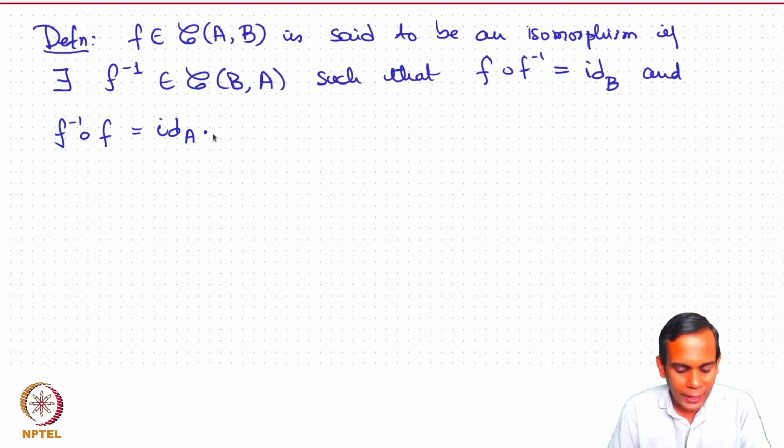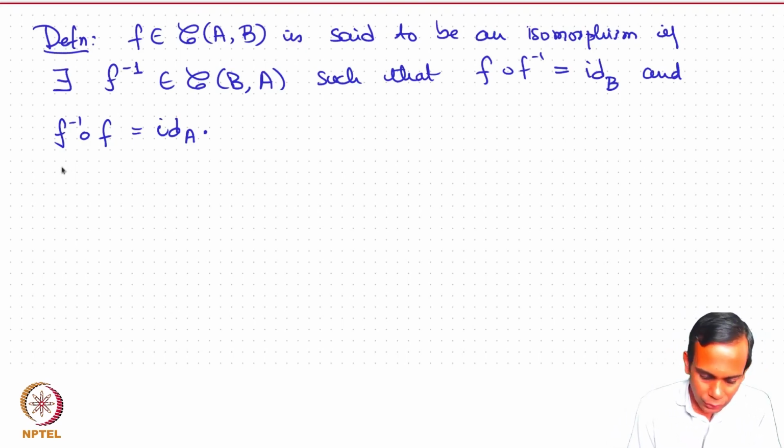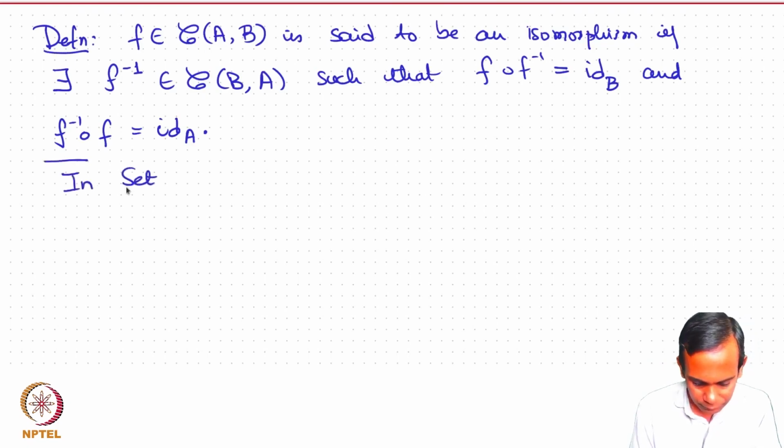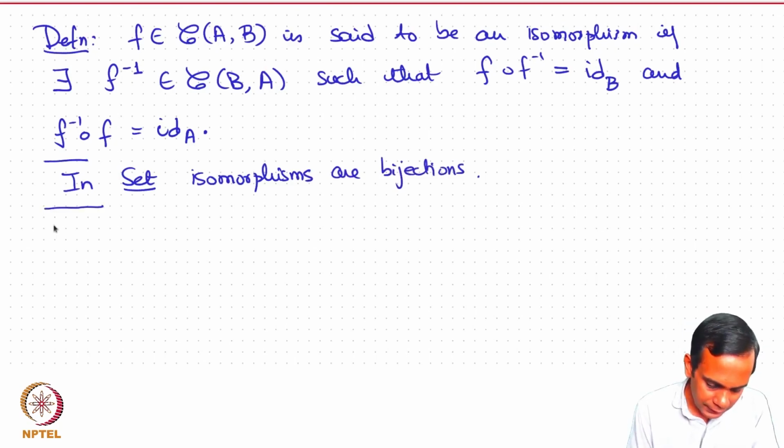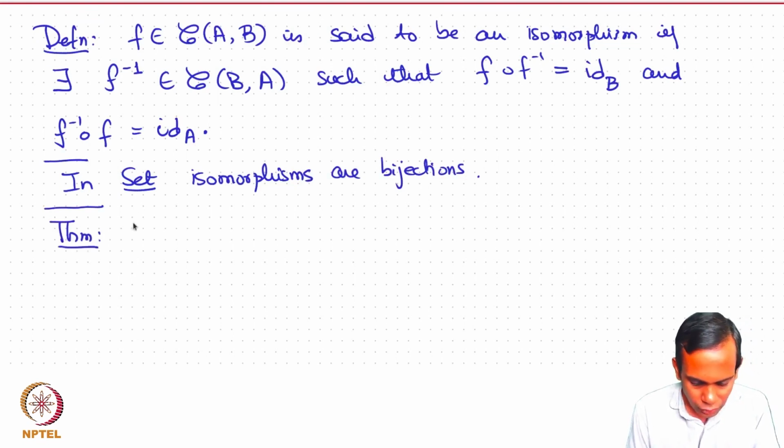And clearly, in the category of sets, isomorphisms are precisely bijections. You've studied in set theory that invertible functions are one-to-one and onto, and so in the category of sets, isomorphisms are bijections. Now here's an easy result. Theorem: every isomorphism in any category is monic and epic.